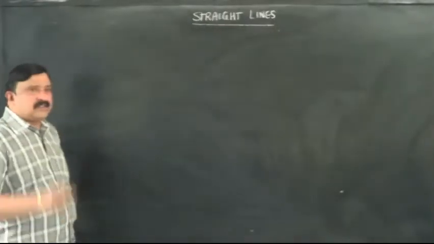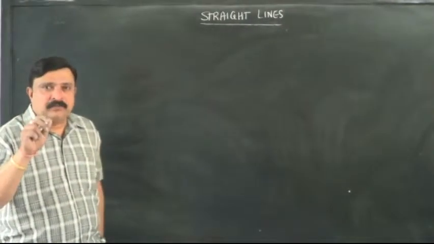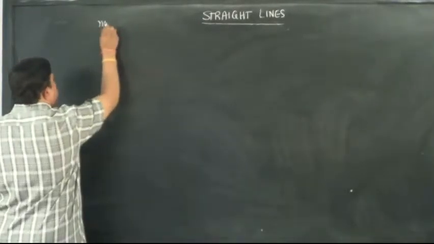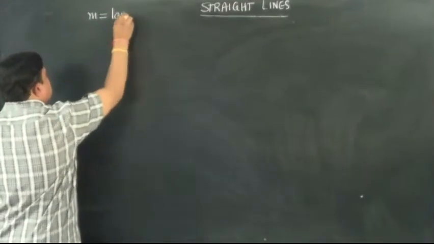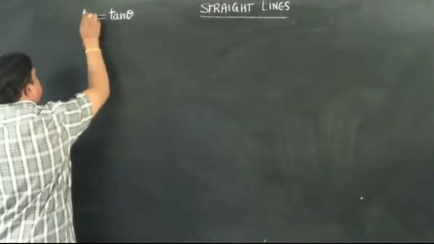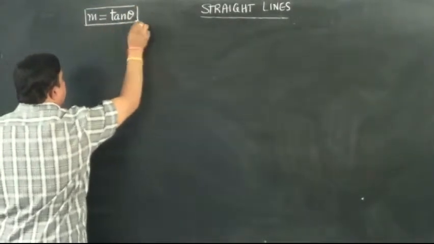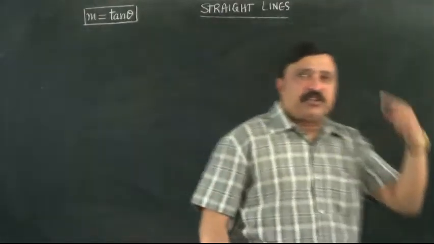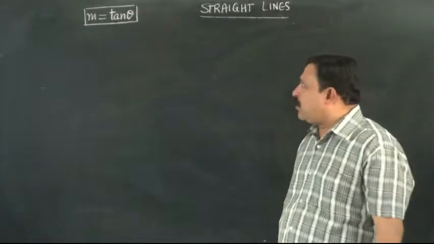In this class, let's learn an algebraic formula for the slope of a straight line. By using trigonometry, we know that the slope of a straight line is given by m equals tan theta. We will also get an algebraic version of the formula for the slope of the straight line.